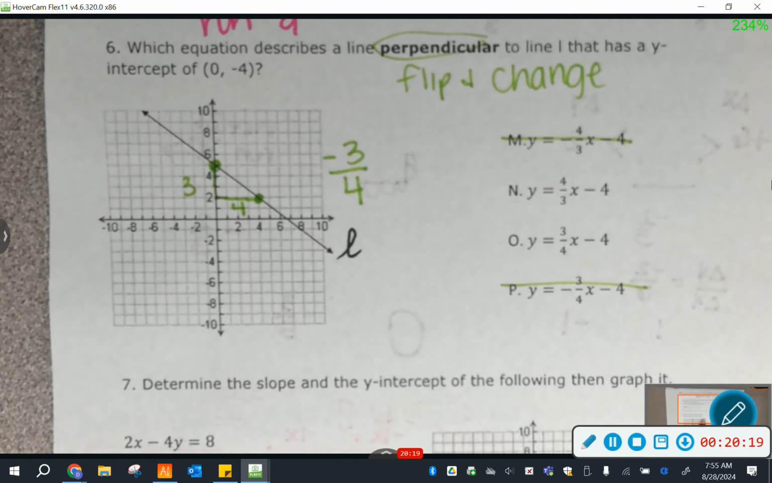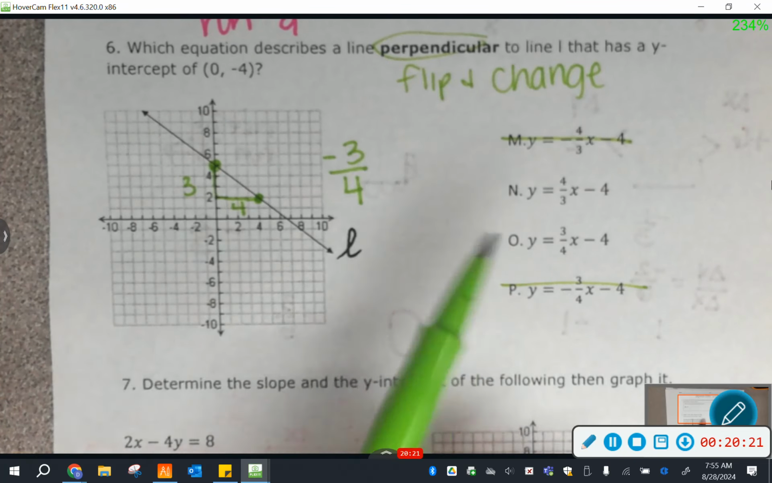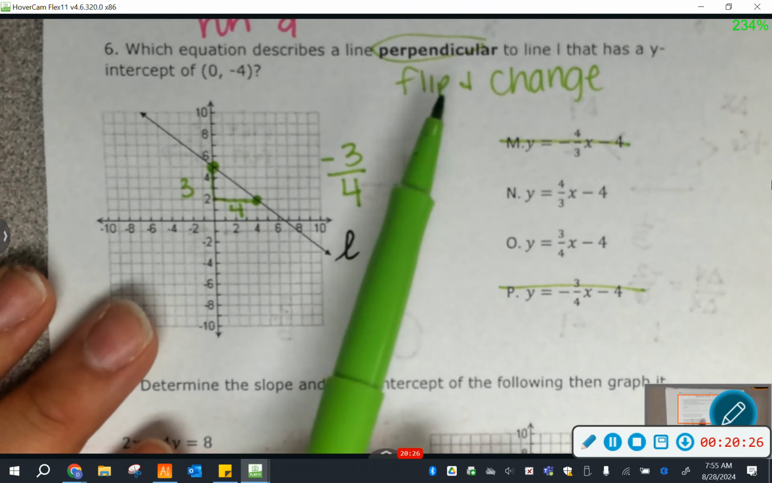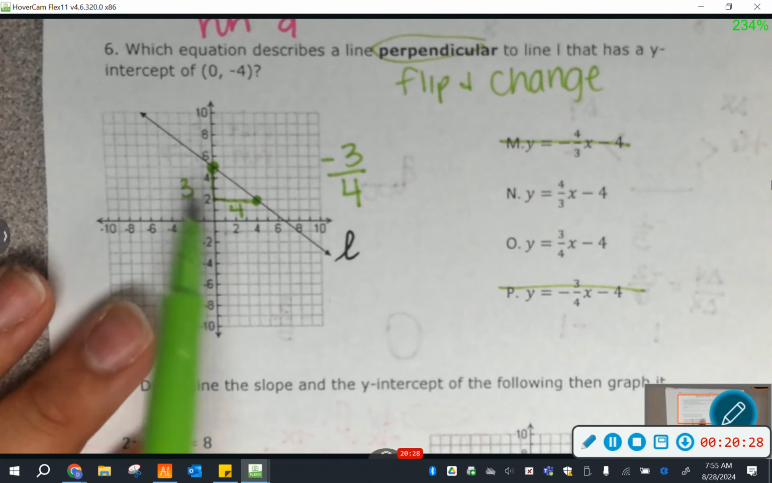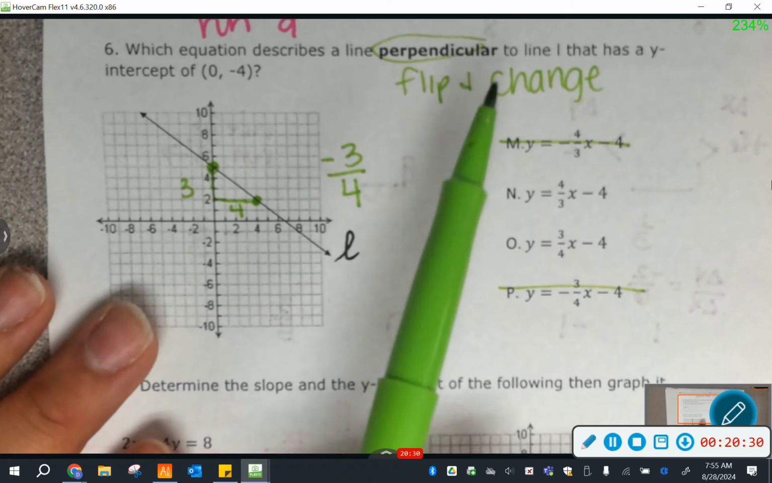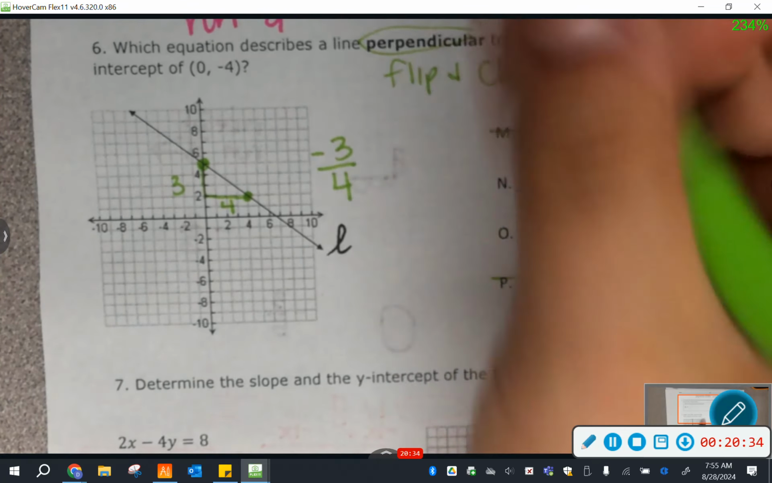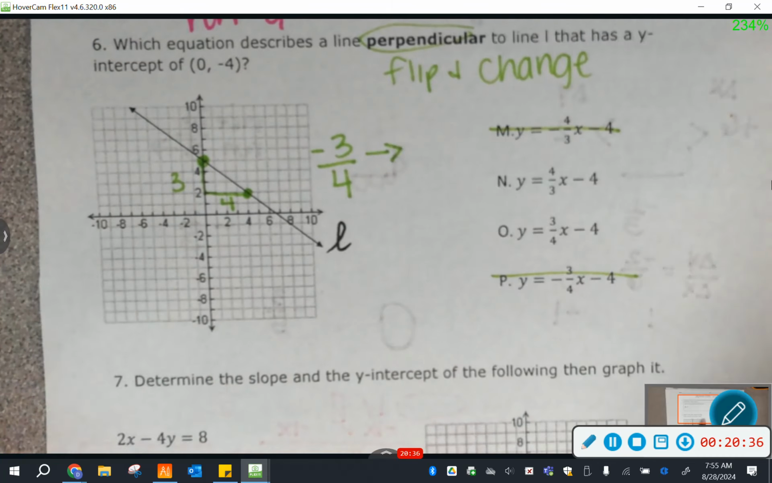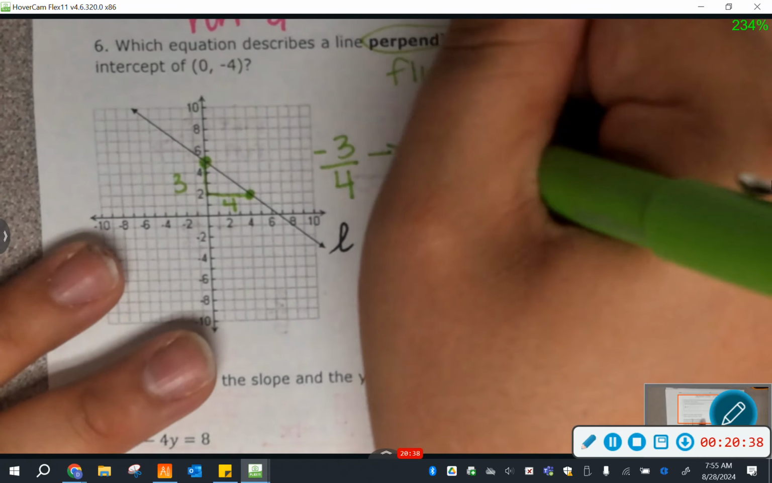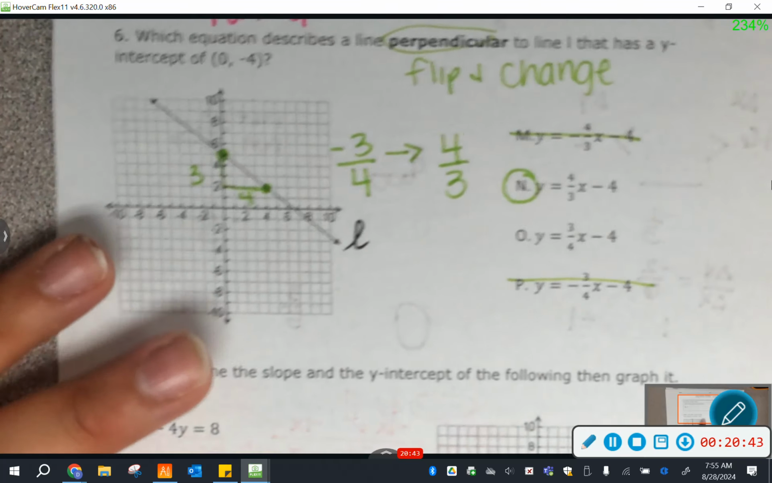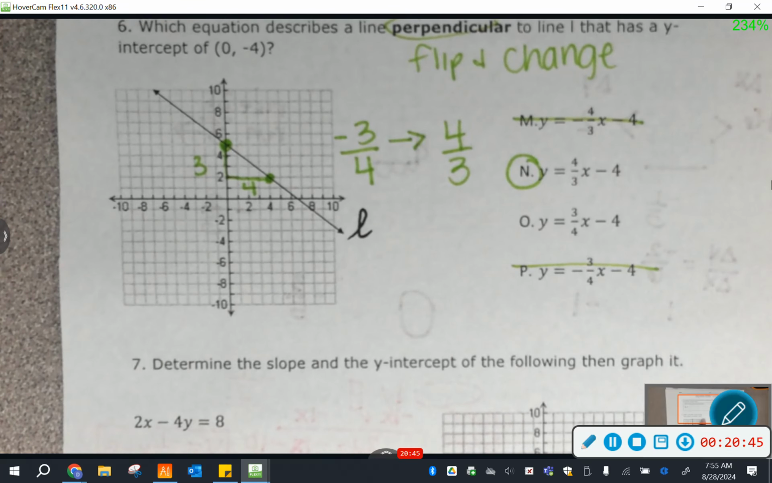Do I want to choose the same thing? No, that's why I make you write. I want you to write this, because sometimes y'all get to a problem like this and you're so focused on the slope, you forget to flip and change it. But if you write down flip and change, you might remember. How do I flip and change negative 3/4? Positive 4 over 3. My answer is N. Flip and change it.